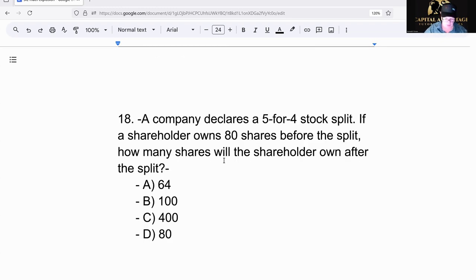Okay. Company declares a 5-for-4. I'm going to do 5 divided by 4 just to get myself ready. Then I own 80 shares before the split. I'm going to do times 80, 100 shares.